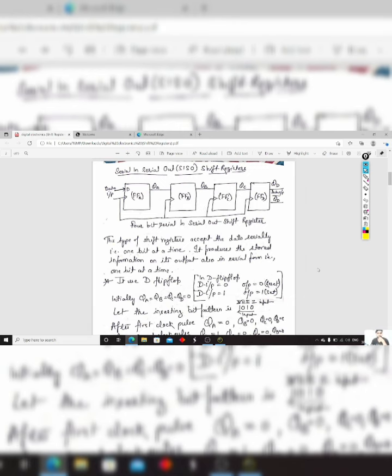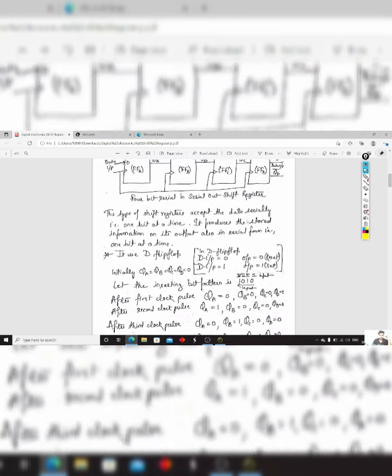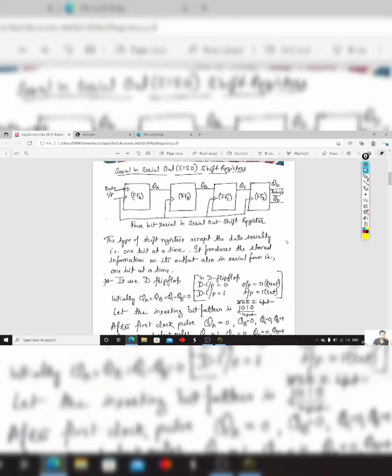Sorry for the glitch. We are starting with serial in serial out shift registers. You can see the diagram here, and now I will give you a brief introduction. In this mode of operation, the data is fed into the shift register serially for every clock cycle. That is, for every clock cycle, the data is shifted either to the right or to the left. Here we are considering the right shift. The output is taken out one bit at a time, so both input and output are serial here. Hence the name SISO.